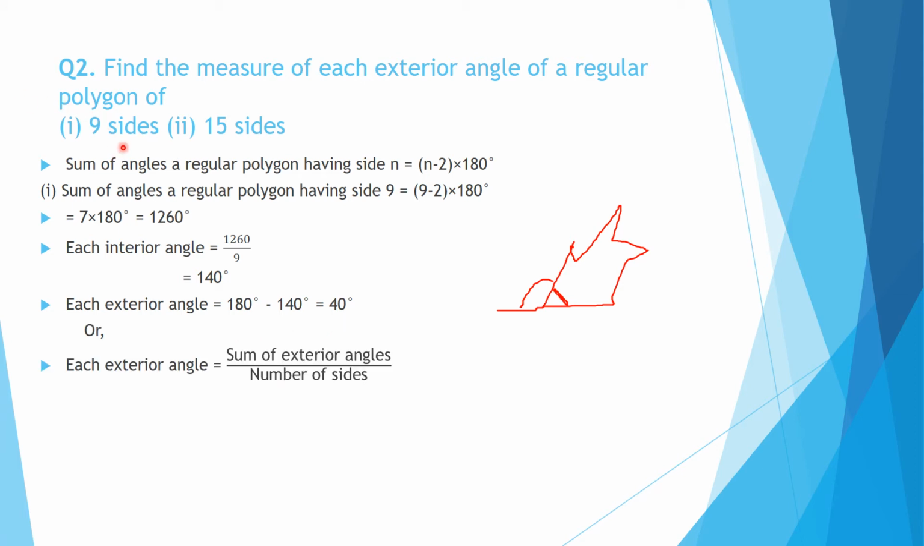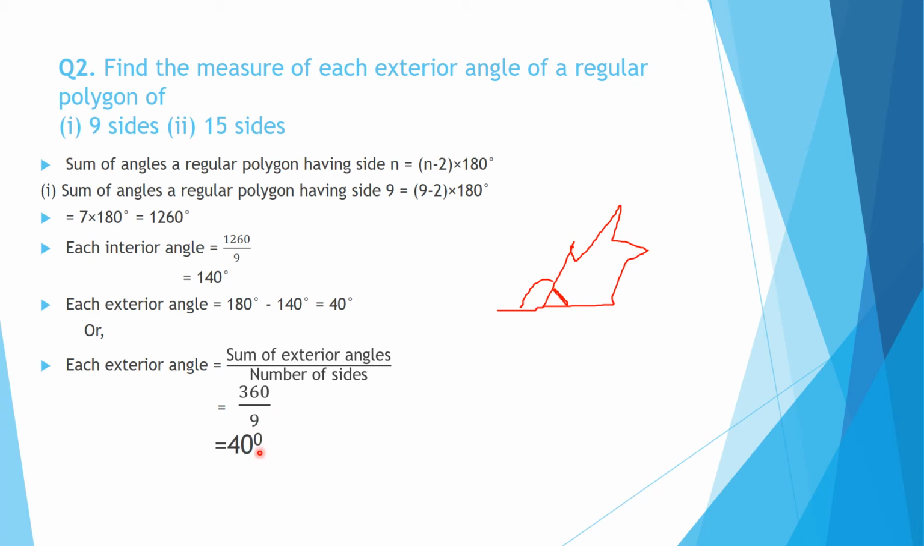Each exterior angle निकालने का एक और way है other than this, कि इसमें आपने पहले एक interior angle निकाला और फिर 180 में से minus करा. Sum of all exterior angles is always 360 degrees for any of the figures. So each exterior angle is this formula: sum of exterior angles upon number of sides. Sum of exterior angles is always 360 degrees, fixed for any polygon, and the number of sides this figure is having is 9. So you can directly find it to be 40 degrees.